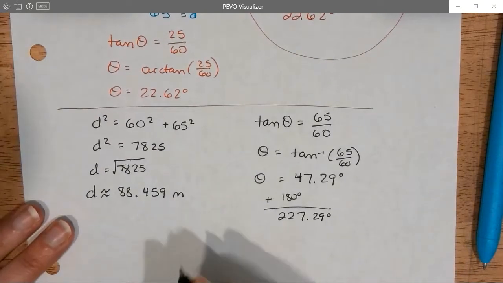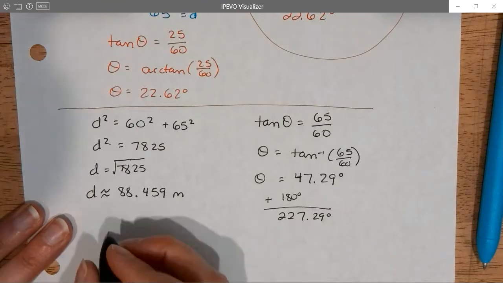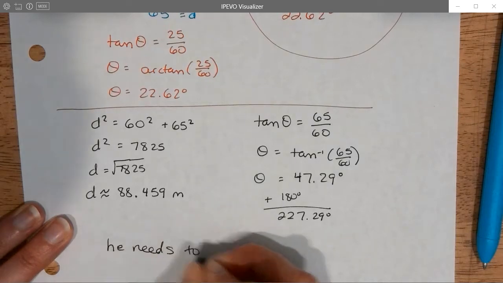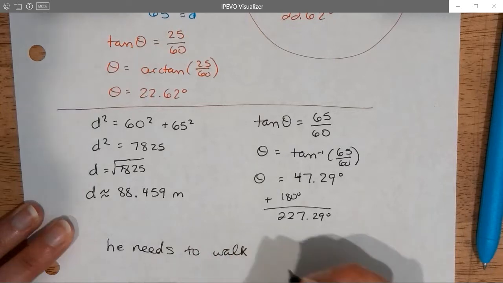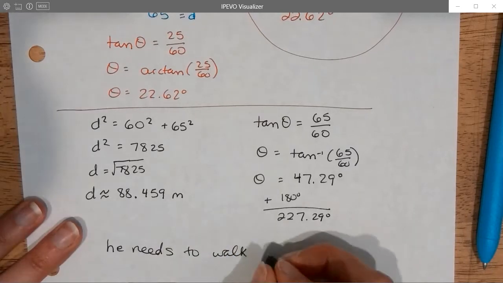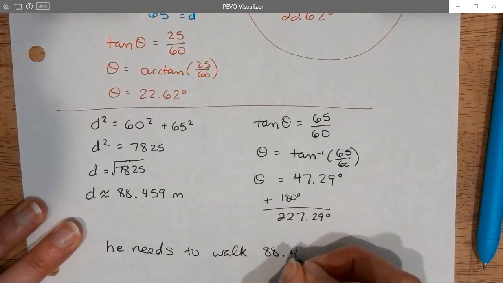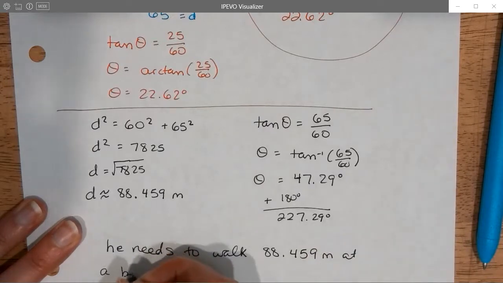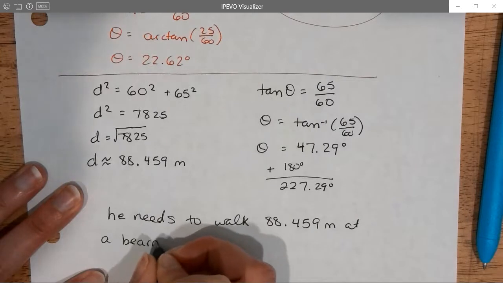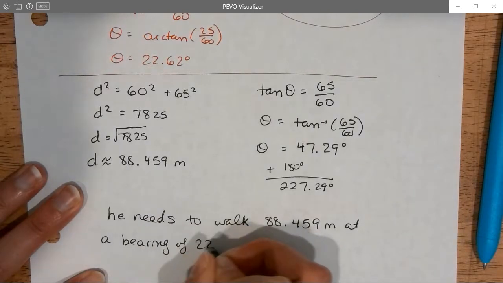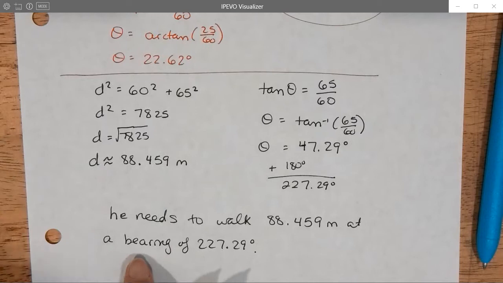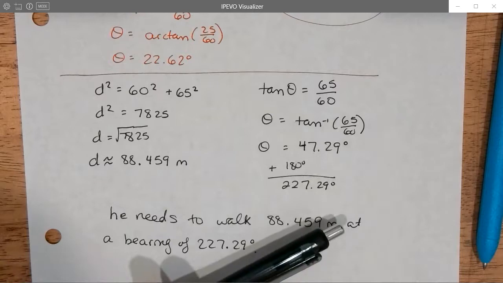So in conclusion, let's see, it says how far will he have to walk in order to get back to his car and in what direction? So he needs to walk, assuming he can get there directly in a straight line, 88.459 meters, at a bearing of 227.29 degrees. We use bearings because that is how you would measure on a compass. The compass angle would be from north. You want your angle to be at 227 degrees from north.